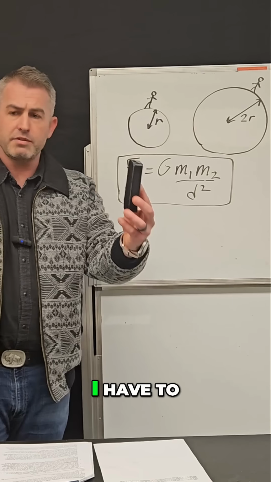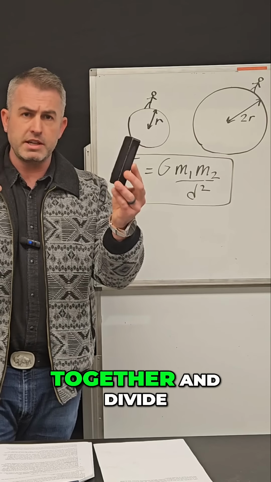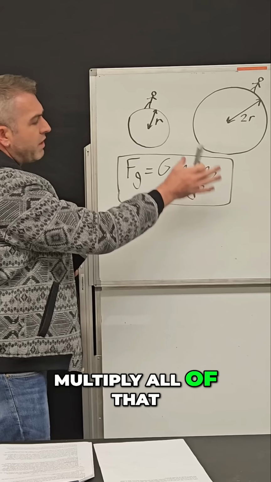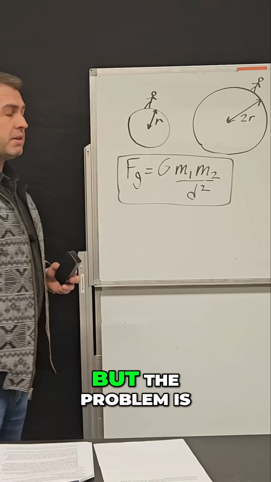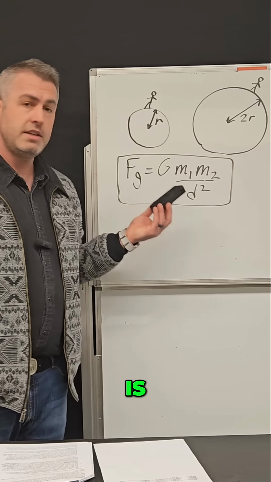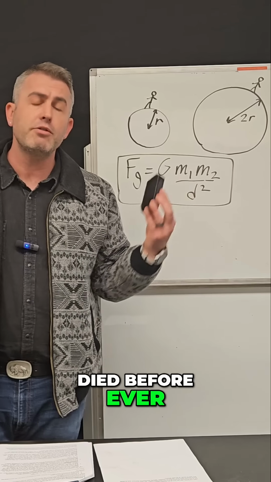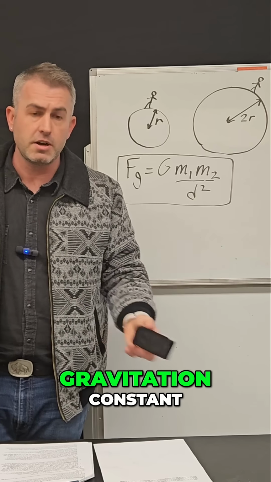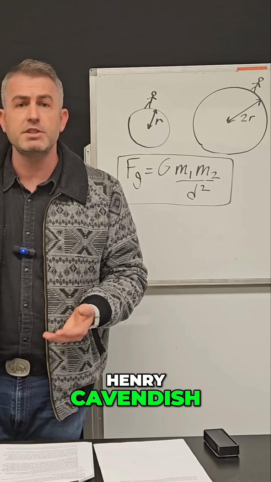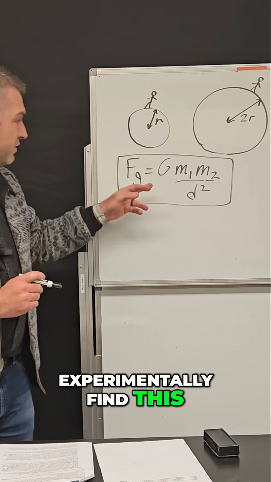So not only would I have to multiply the masses of these two objects together and divide by the distance squared, but I would have to also multiply all of that by this constant G. But the problem is, Isaac Newton was never able to figure out what G is. So he actually died before ever figuring out the universal gravitation constant. But luckily, his successor, Henry Cavendish, was able to experimentally find this value of G.